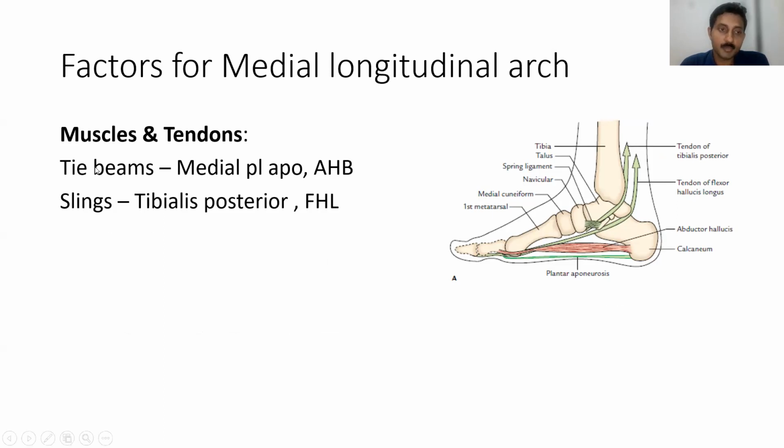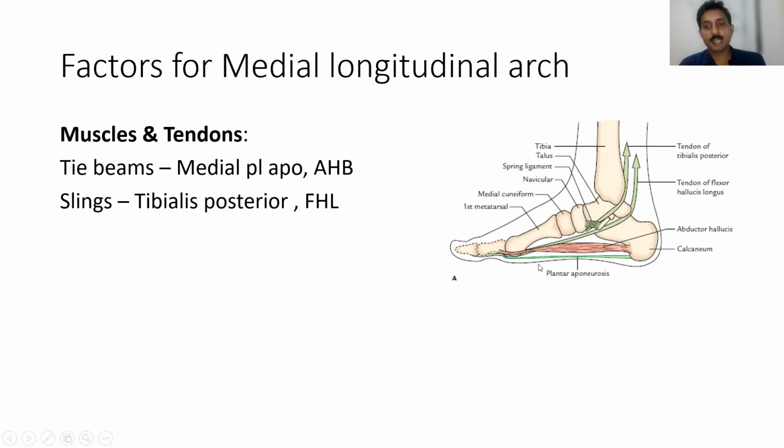Okay. Again, the same term I told you, you know what is a tie beam? Tie beam is nothing but a structure which is connecting the ends of the arch and keeps that in position. We have seen that in the stone bridge. Now, what is a tie beam here? Medial plantar aponeurosis. So medial part of plantar aponeurosis. What is aponeurosis? It is nothing but a modification of deep fascia of the foot, called aponeurosis, plantar aponeurosis.